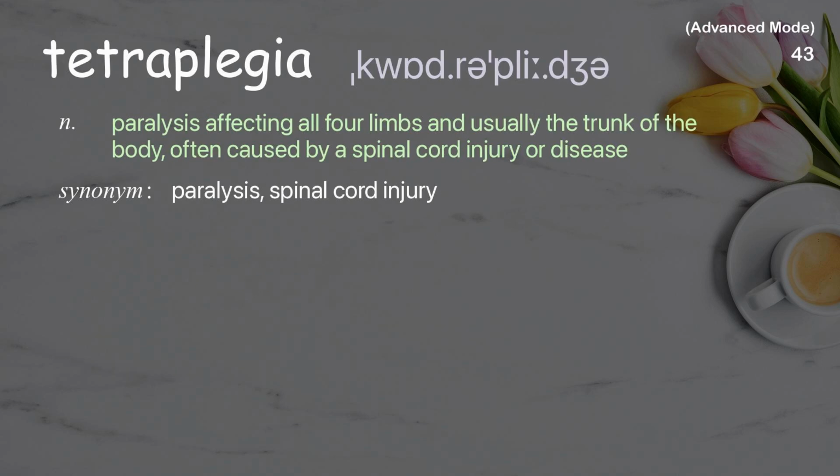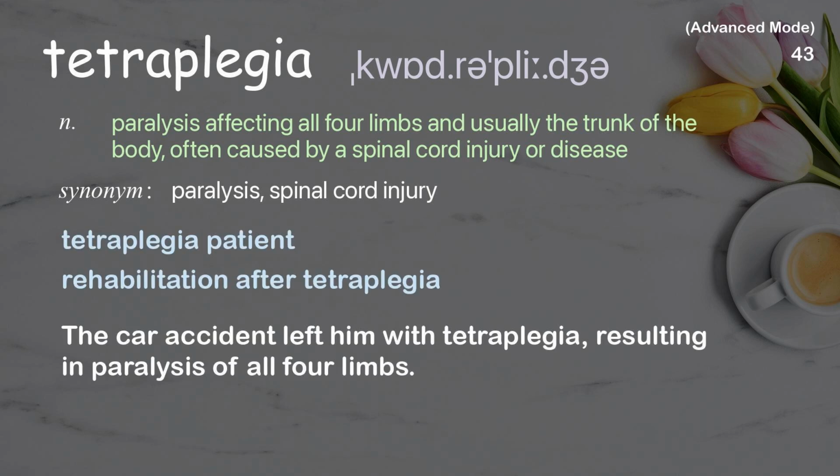Tetraplegia. Paralysis affecting all four limbs and usually the trunk of the body, often caused by a spinal cord injury or disease. Examples: Tetraplegia patient. Rehabilitation after tetraplegia. The car accident left him with tetraplegia, resulting in paralysis of all four limbs.